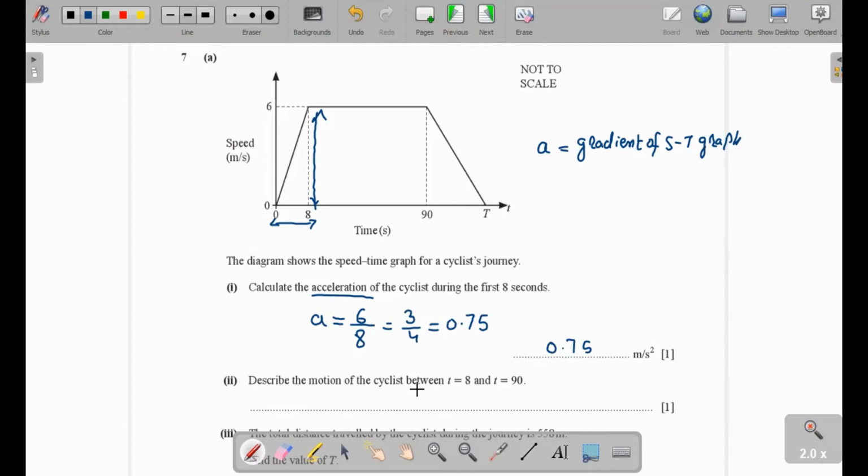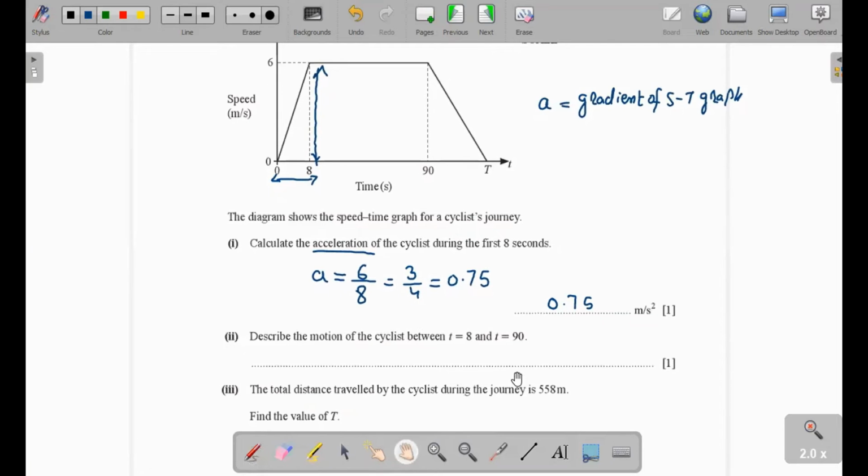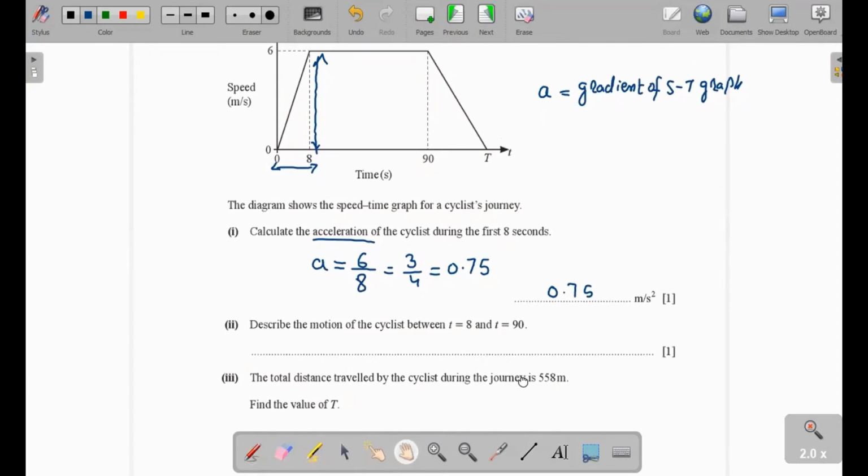Describe the motion of the cyclist from t equal to 8 to t equal to 23.